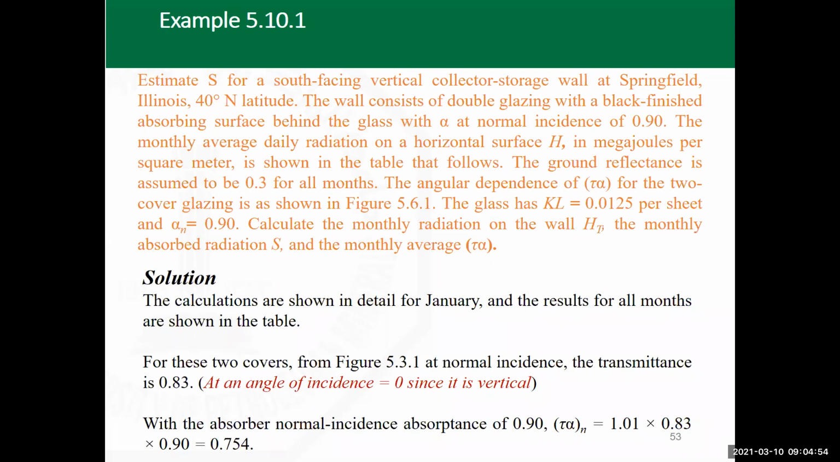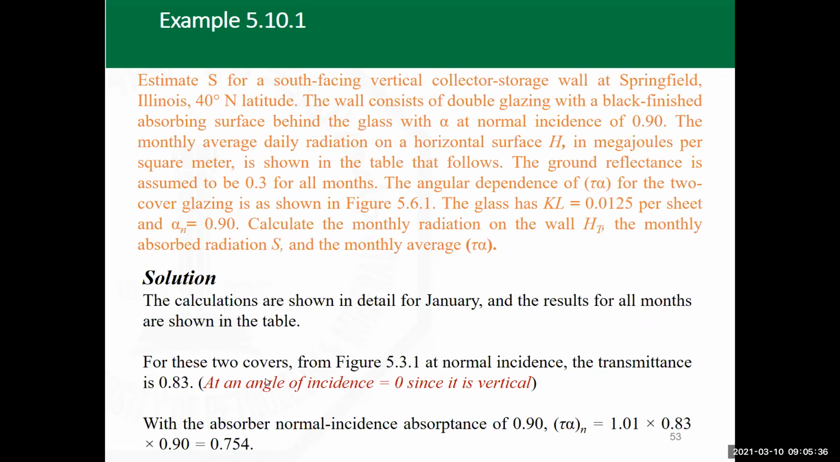And here the solution follows a standard step-by-step procedure to get it done. We are going to start with January, due to the time constraint of the class. Once it's done for January, it would be a very good exercise, while you are studying, to do it for the rest of the months, February, March, April, May, until December. Then you are going to have monthly average values of HT, average values of S, and average values of tau alpha.